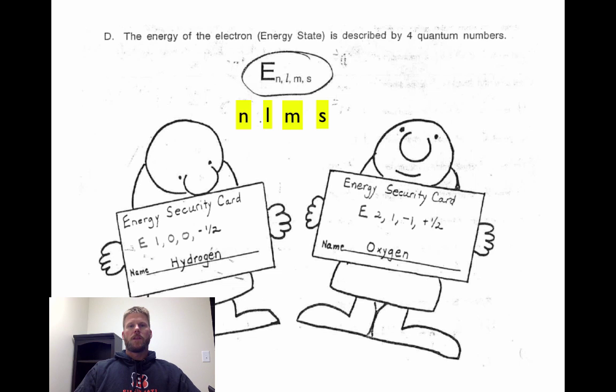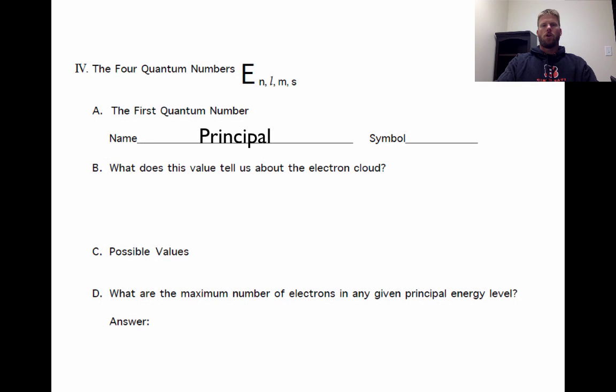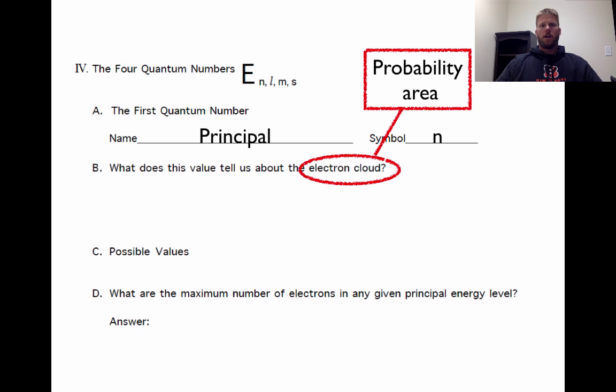Important thing to remember is that no electron has the same 4 sets of quantum numbers when it's assigned in an atom. Let's start by describing the principal quantum number, which has the symbol N. What does this value tell us about the electron cloud? Okay, the electron cloud is the probability area of where we may find an electron. So electrons aren't defined in orbits, they're defined in regions of probability. So these clouds that surround a nucleus are where an electron might be, possibly.